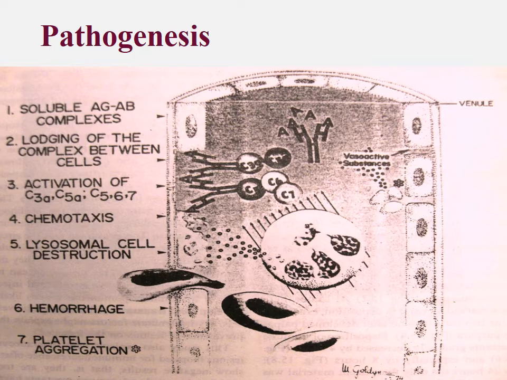These complexes will be dislodged between the endothelial cells of the affected venule or arteriole. This eventually leads to activation of complement 3A and 5A. These are the anaphylatoxins attracting the mast cells, basophils, and neutrophils, and leading to their activation too. And activation of complement 5 through 9, leading to membrane attack complex, with chemoattraction of the neutrophils.